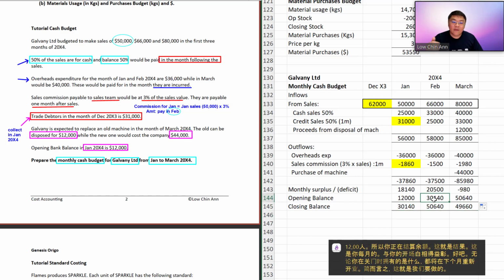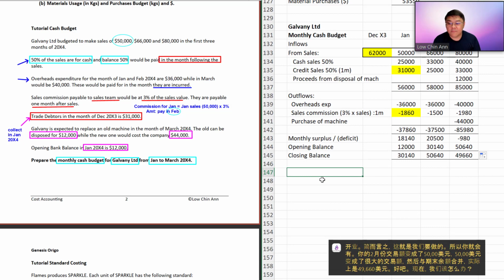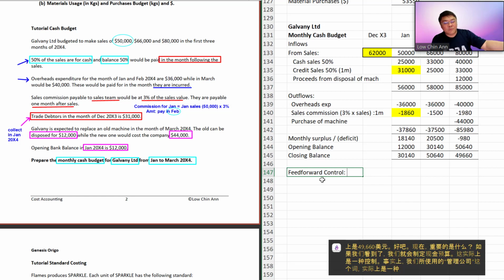So basically that's what we're gonna do. So you're gonna have your February closing become 50,000, the 50,000 become March opening, and then combined with the deficit, the closing balance is actually 49,660. Okay, now what is important when we do a cash budget is we say this is actually a form of control. Now in fact, the very specific word we use in management accounting is a form of feed forward control. We anticipate that there will be a future problem, so we try to do something now so that when the problem occurs, we know how to handle it.